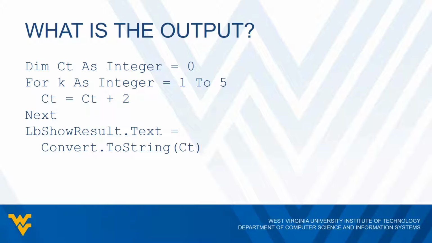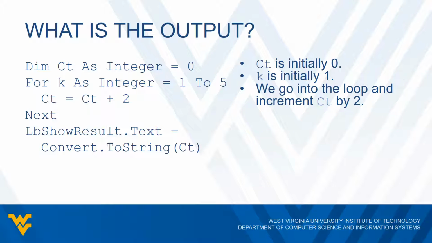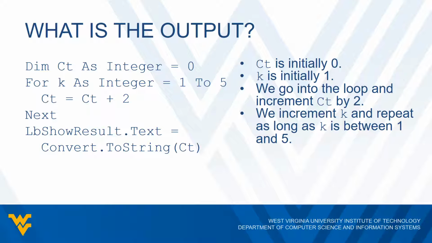In this case, CT is still 0. That hasn't changed. And we have K initially 1. So what's going to happen is we'll go into the loop and we'll increment CT by 2. So that really isn't different from what we've seen before. And what we'll do is we'll keep incrementing K and repeating this loop as long as K is between 1 and 5.